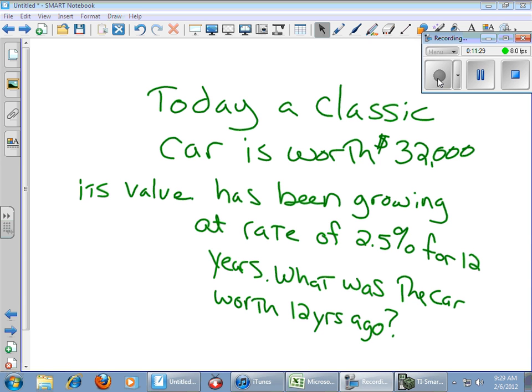You buy a new car, the second you drive it off the lot, it loses like 20 to 30% of its value. But a classic car that's in mint shape, that's really taken care of, those go up in value because people value them and they want to pay more for them. So you've got a classic car today that's worth $32,000. Its value has been growing at a rate of 2.5% for 12 years. What was the worth or the value of the car? What was the car worth 12 years ago?